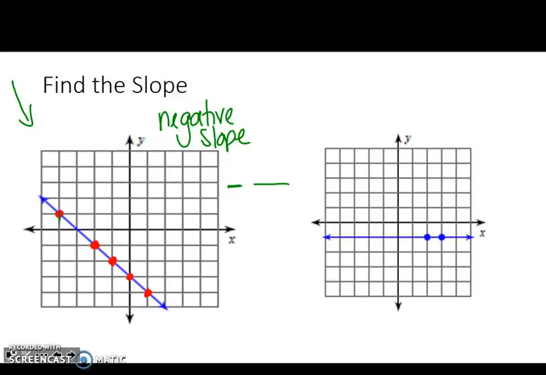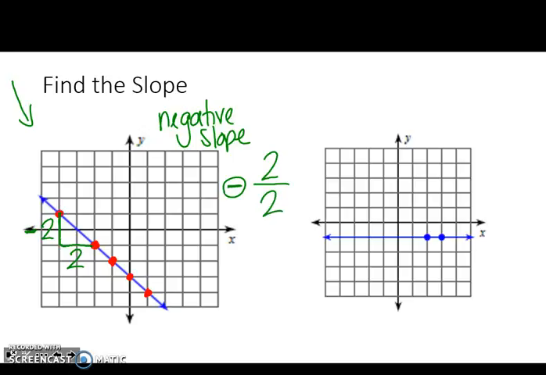Now, I'm going to go down this time. So I go down 1, 2. Because I went down, that would be a negative 2. And then 1, 2 run. Now, I already put the negative out front, so I need to put 2 over 2.